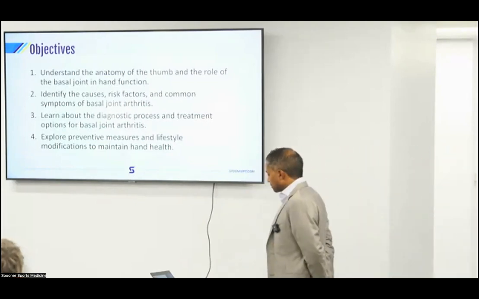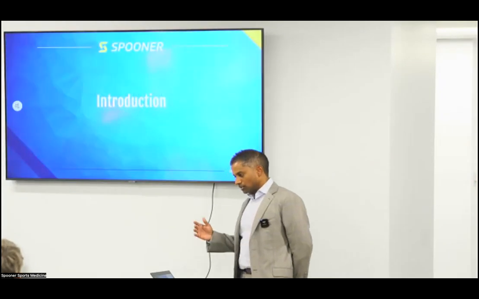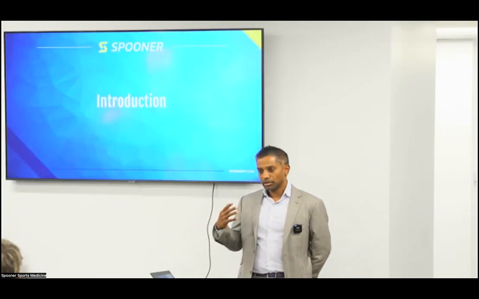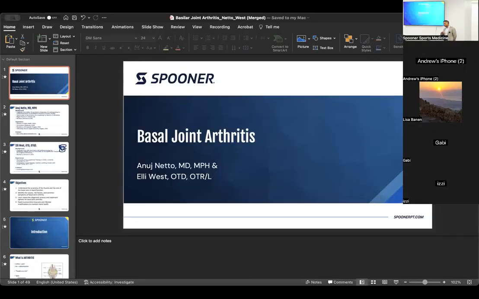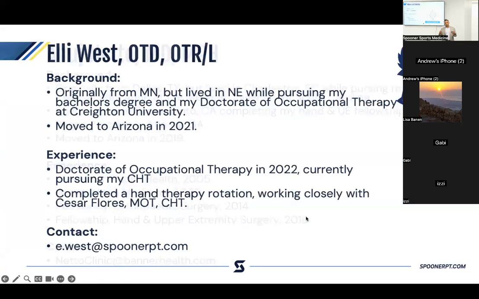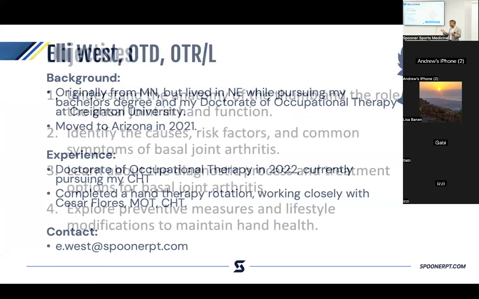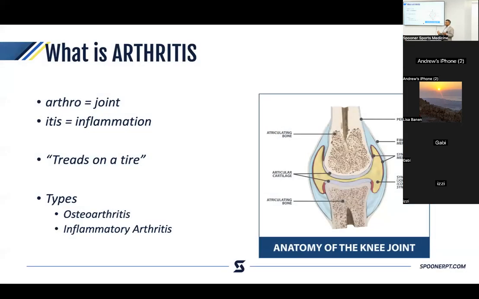So before jumping into what basal joint arthritis is, not really knowing where people's understanding of arthritis is, I wanted to take a step back and just talk about what arthritis is before jumping into the basal joint. So arthritis, if you break down the word, arthro means joint, itis is inflammation. Right? So the word itself just means inflammation of joint. And the common analogy I typically use with patients is treads on a tire.